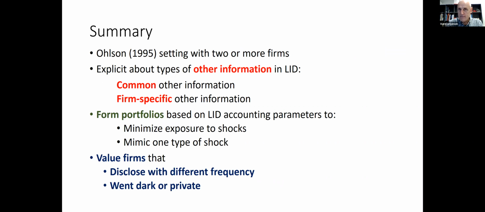So to summarize, this paper takes the Ohlson 1995 paper, where price is equal to book plus the discounted sum of future abnormal earnings, and there are linear information dynamics added, and asks what would happen if we had two or more firms. And we have to be explicit then about whether the other information is common or firm specific, because that leads to different valuation formulas. And we show that a value-weighted portfolio, when there's common other information, is only affected by the shock to that other information, and is not affected by the firm-specific shocks or innovations to abnormal earnings.